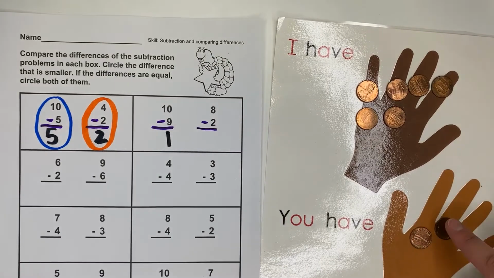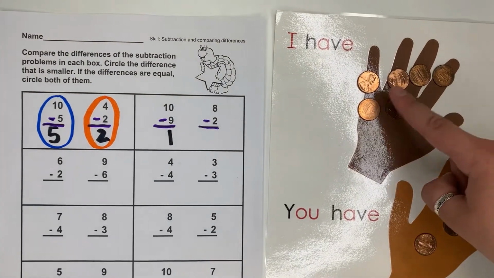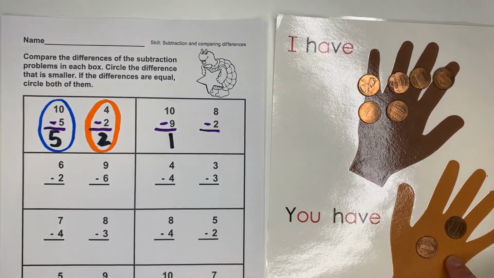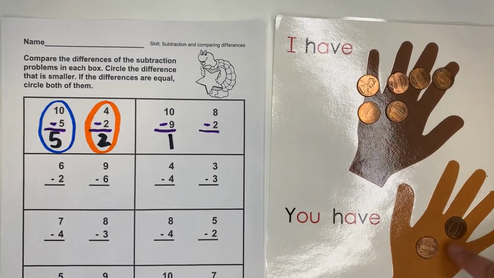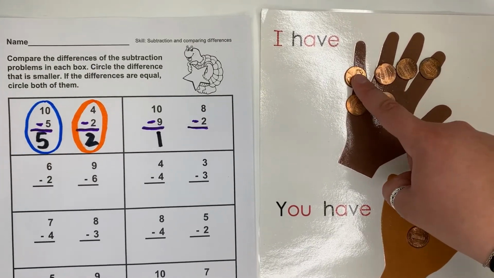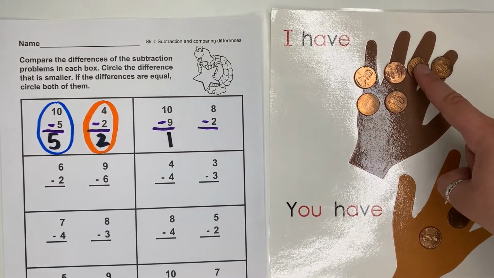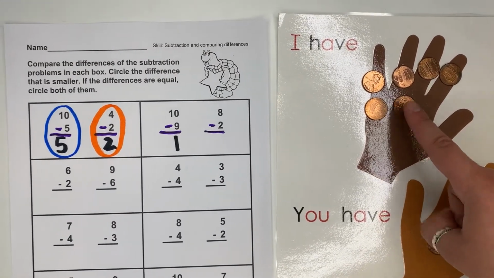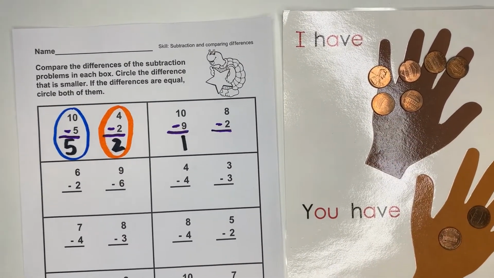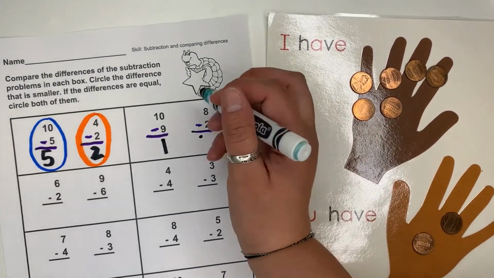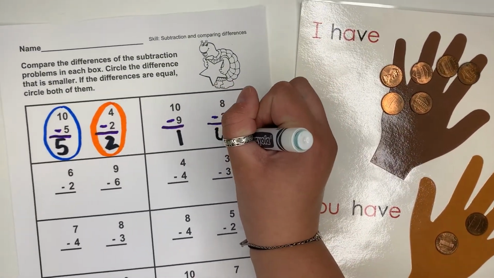1, 2. We had 8 together, and then you took away 2, and I have how many left? 1, 2, 3, 4, 5, 6. 8 minus 2 equals 6.